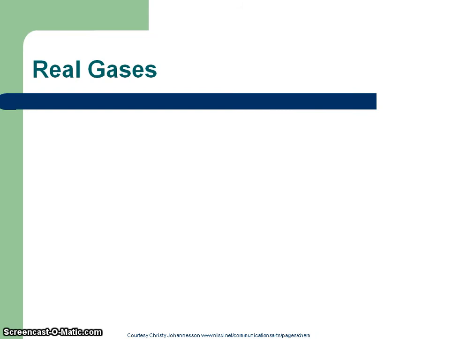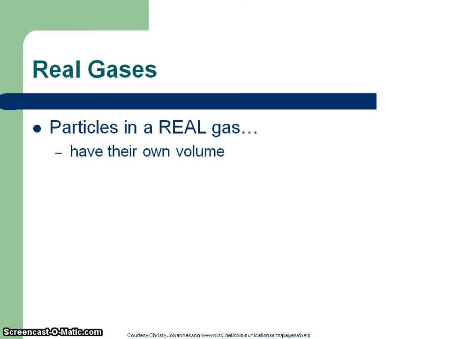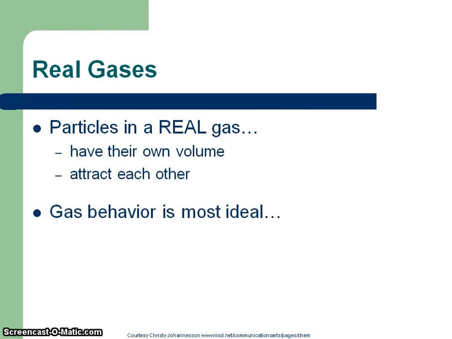Get real. These are teenage rules. Come on, really? Particles in a real gas have their own volume. I need my own space. And they are attracted or repelled from each other, right? Because as you get to a teenager, there's some kids that just sort of attract you, and there's others that you don't want to get near.